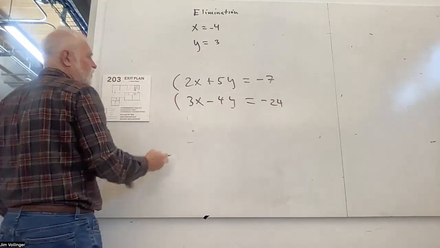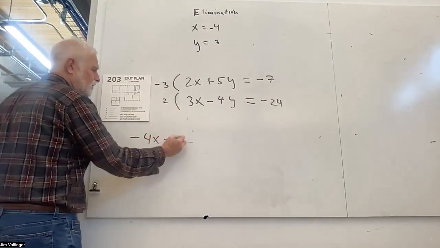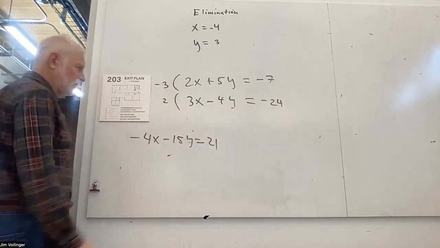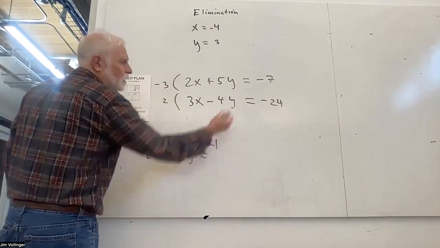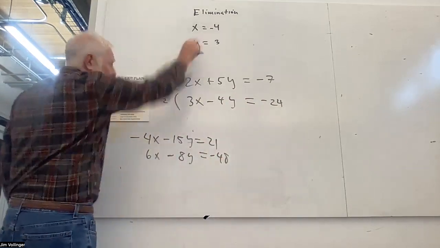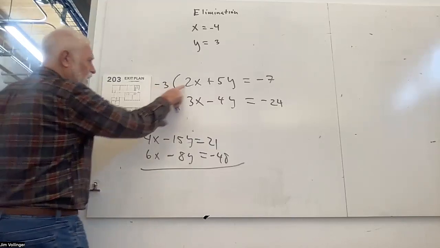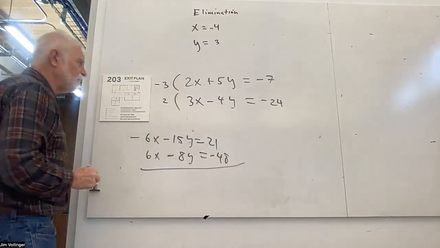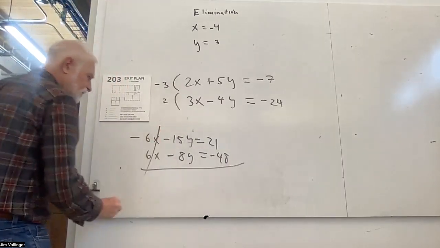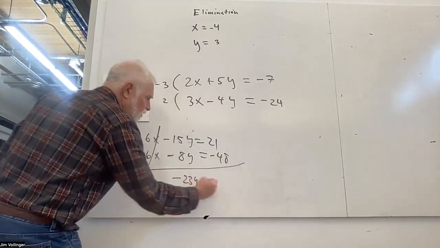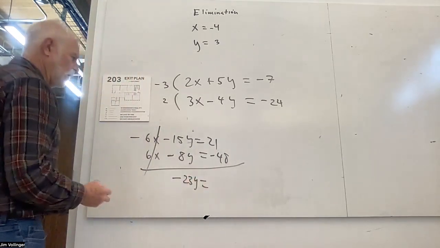So let's get rid of the x's the first time. Let's multiply that by -3. Let's multiply that by 2. -4x minus 15y equals 21. I believe that's correct. 6x minus 8y equals -48. Let's hope I get -4. So wait a minute, I didn't get any cancellation. What the heck did I do wrong? -3 times 2x is -6x. You probably heard me make that mistake. -15y equals 21. That looks better now. So that cancels. -23y is equal to, take 20 away, -28, -27. Ooh, I don't like this at all.